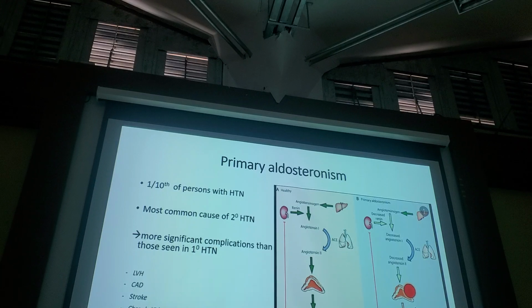Somebody comes to you for elevated blood pressure, you put them on an antihypertensive. If that's not working, you increase it or you add a second or a third. But many physicians are not inclined to think that this might be a secondary cause of hypertension. And we'll speak about the persons in whom you need to think this and test accordingly.